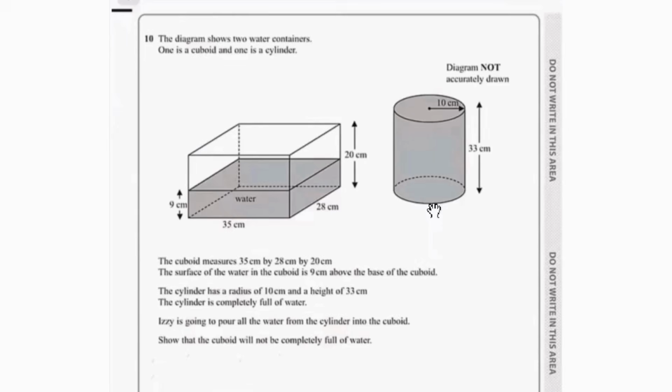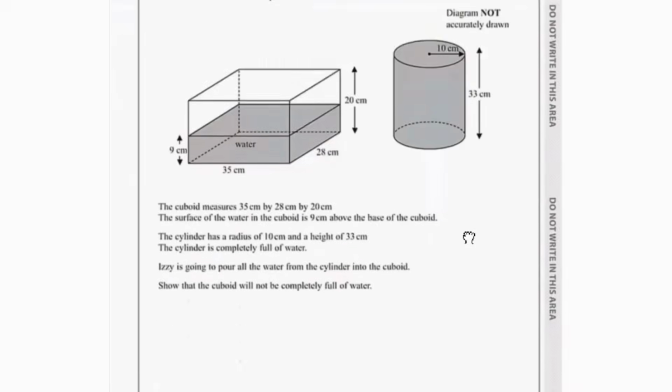So for this, first we need to figure out what the volume of the cylinder is going to be, because that would be the volume of the water in the cylinder as well. And since they're trying to show that the cuboid will not be completely full of water, we need to figure out what the volume of the cuboid is, then the volume of the water in the cuboid, and then see if we add the volume of the water in the existing volume of the cuboid, will it be equal to the volume of the cuboid or will it be less than or greater than? So let's start with the volume of the cylinder.